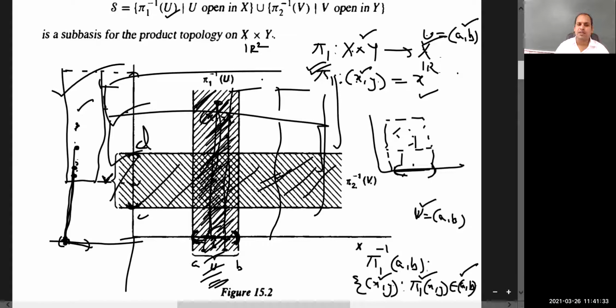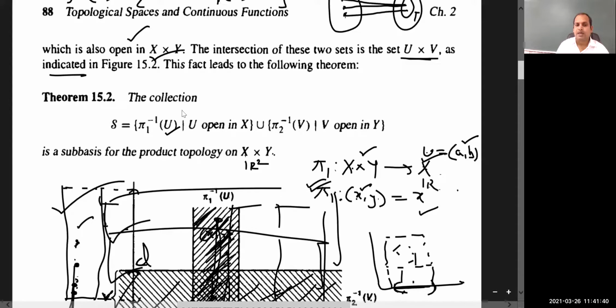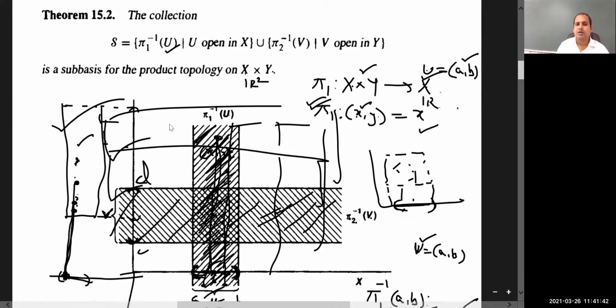So this is going to satisfy the definition of sub basis first. You can see that the collection of pi 1 inverse of U union pi 2 inverse of V is a sub basis for the product topology on X cross Y. Why? Because the collection of all open strips of this type, and the collection of all open strips of this type, where strips are parallel to the x and y axes, is going to form the sub basis for the standard product topology on R cross R.